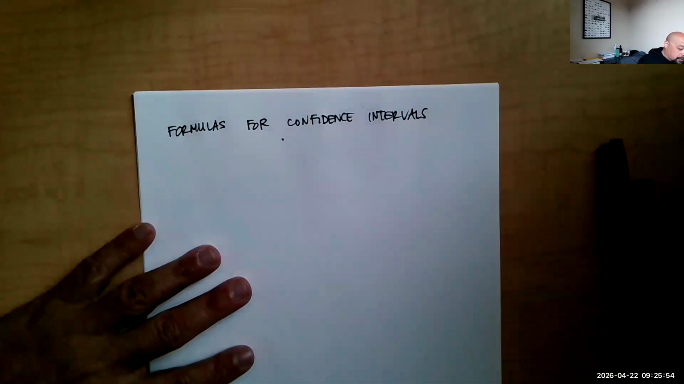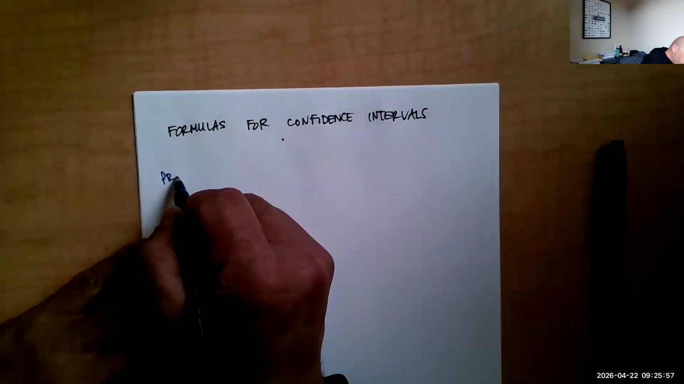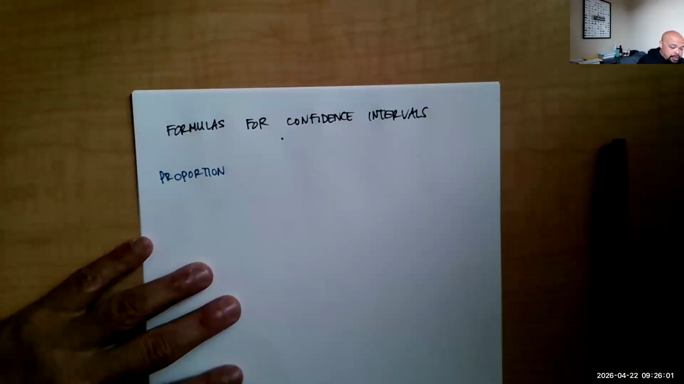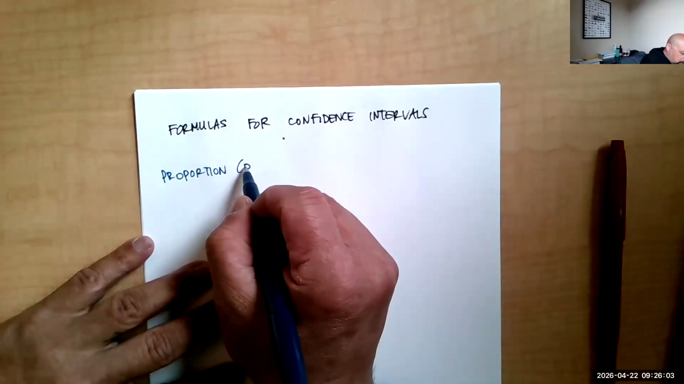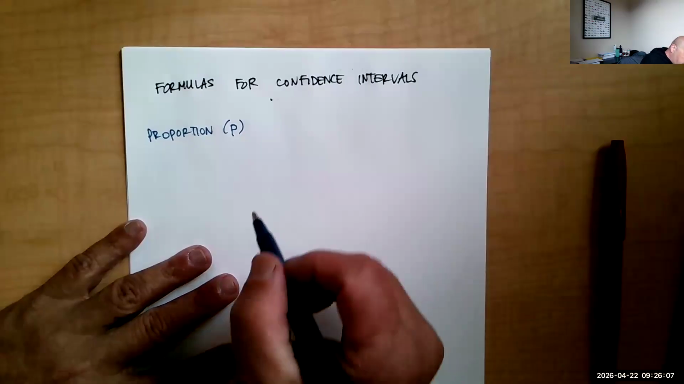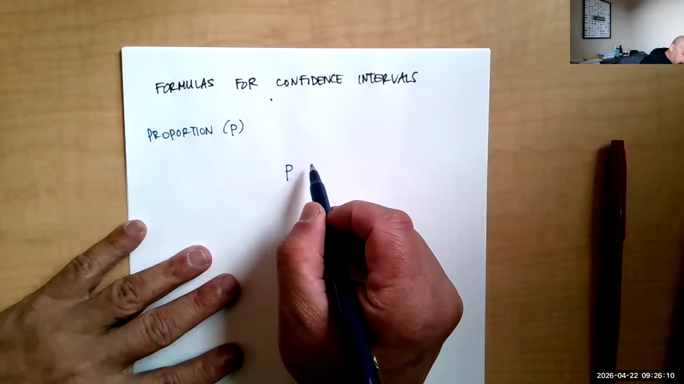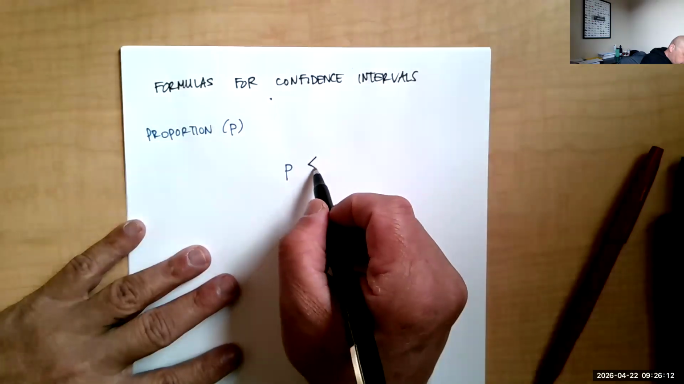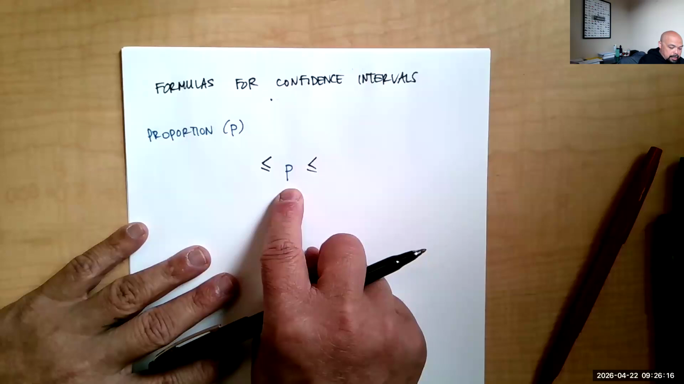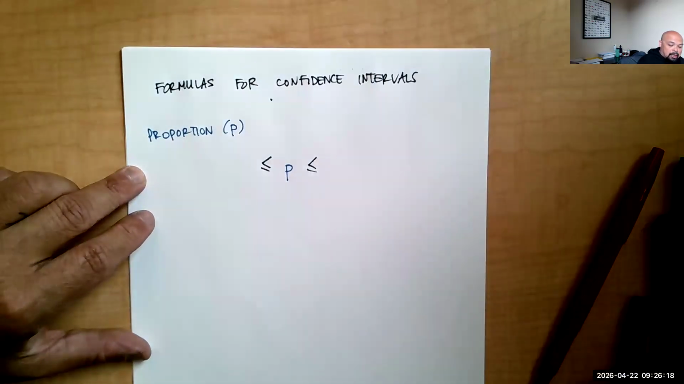We have, of course, for proportion, when we're estimating the population proportion, or sometimes the book will call it the true population proportion, the true proportion, right? We have our value for P. That's the value we're trying to figure out, what this could be between.